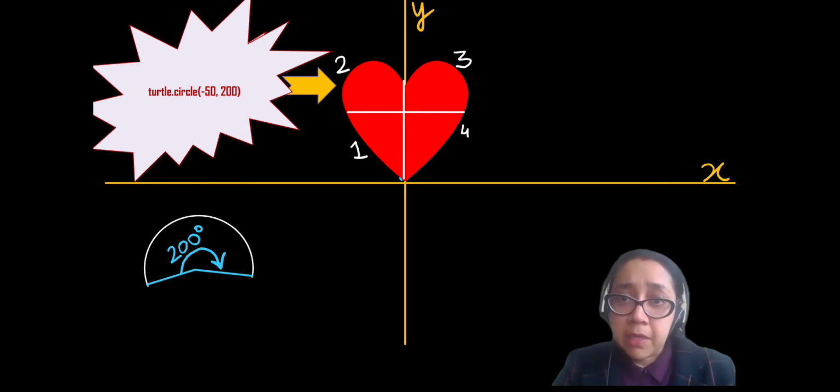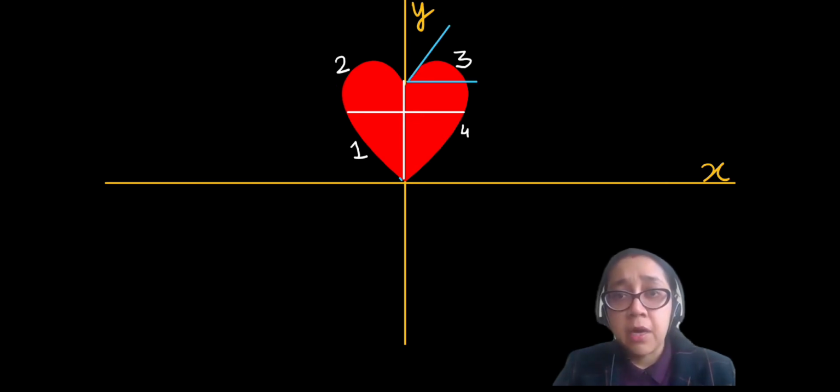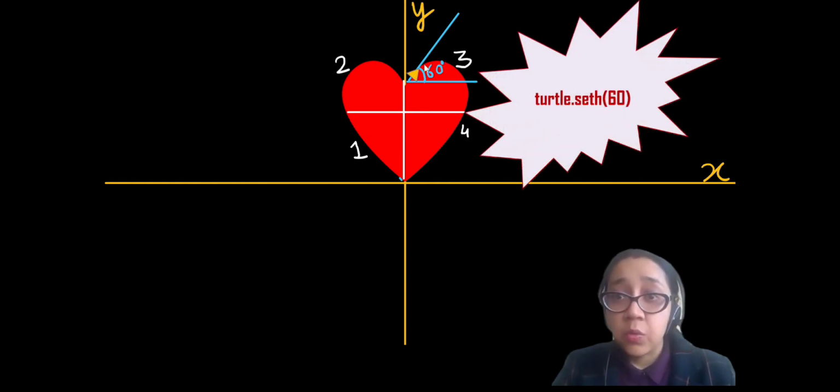Now coming to the third part of the heart. While drawing the third part of the heart, which is very symmetrical to the second part of the heart, we have to turn our turtle to a certain degree before it starts. And this degree is 60 degrees. So before we write the exact code for the second part of the heart, sorry, we have to turn our turtle by 60 degrees with the code turtle dot setheading 60 degrees. And then we can write exactly the code we have written for the second part of the heart, that is turtle dot circle minus 50 comma 200.